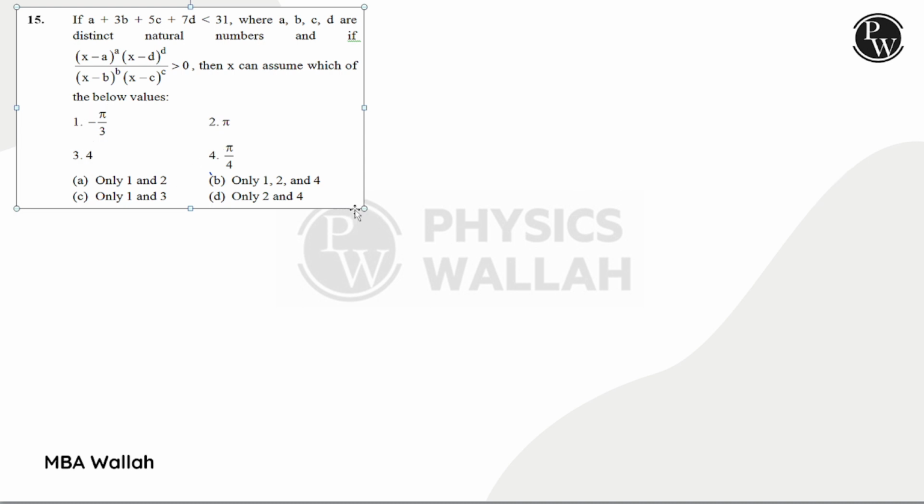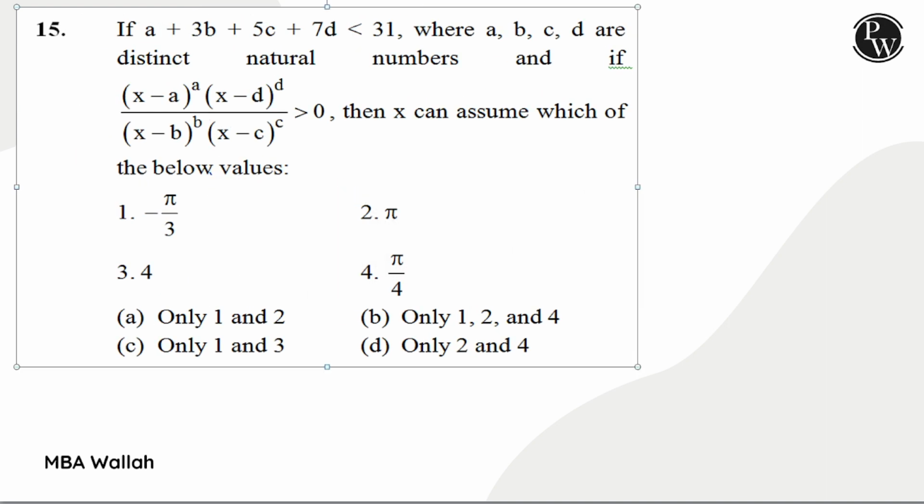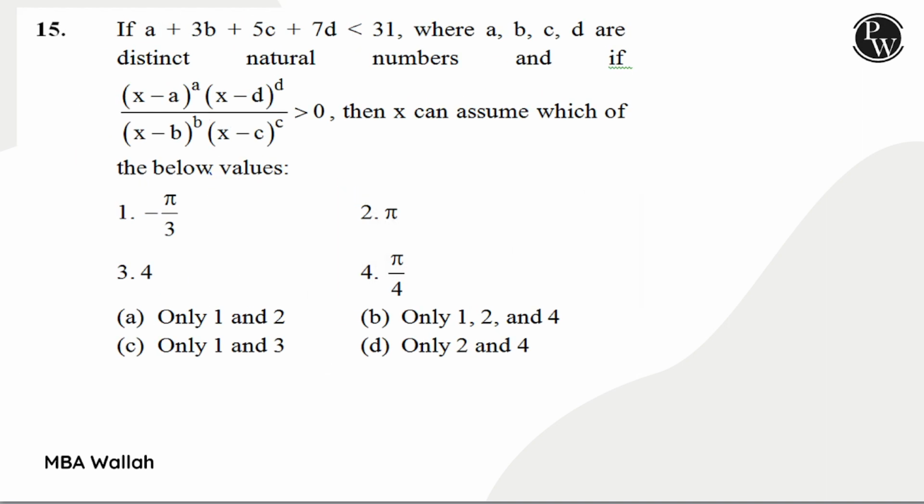In other words, let's look into the options. So the correct option choice for this question has to be option number B, which is 1, 2 and 4. I hope you understood this well. Thank you.